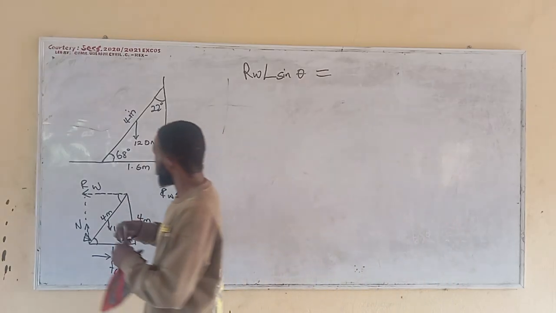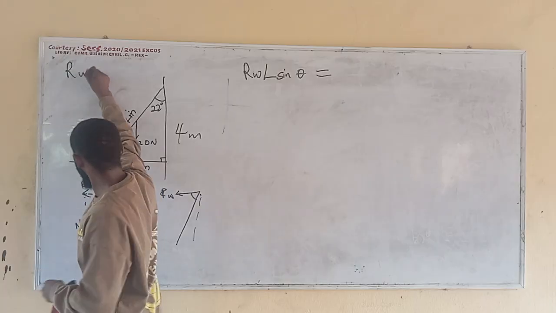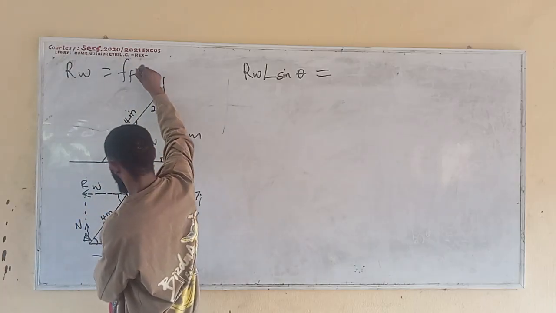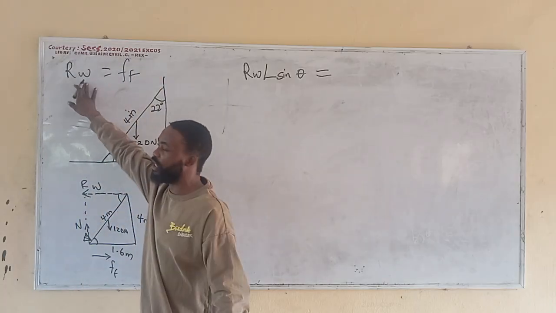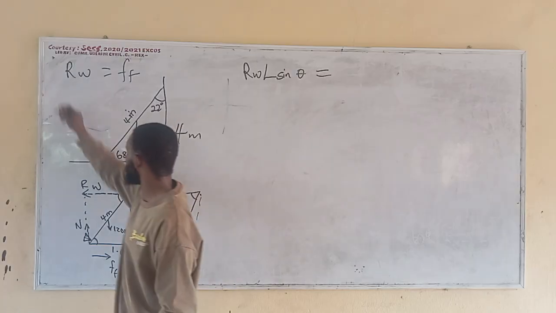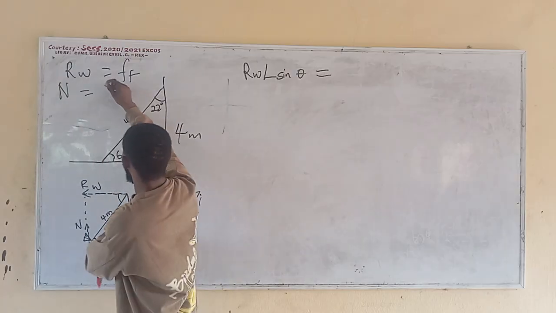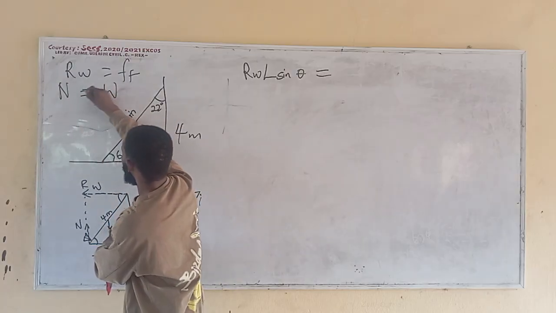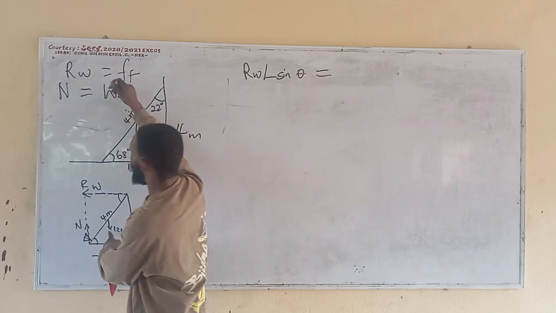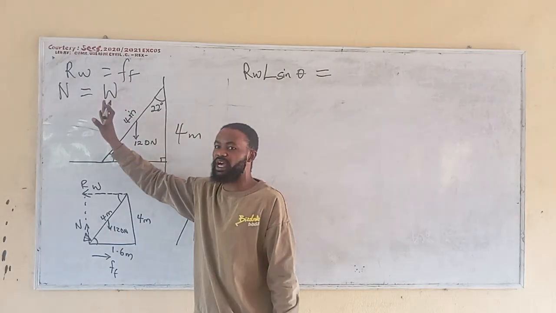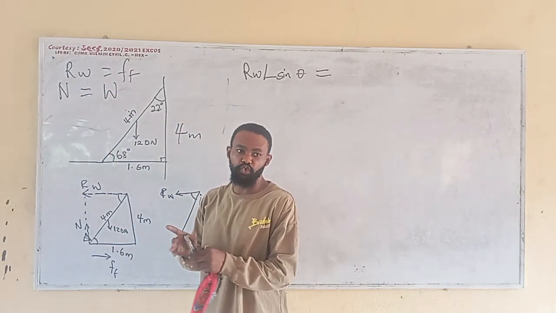Do you remember when we started that RW is equal to FF? Yes. There's no need finding FF when we have RW. Do you still remember that N is equal to W? Yes. There's no need finding N when we have W, and there's no need finding W when we have N. That's what we mean. We can just use one of them.